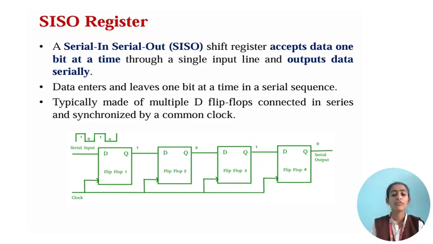There are four flip-flops. The serial input goes to a D flip-flop, and they are connected to the clock pulse. D is the input and Q is the output. The serial inputs are connected along the line of flip-flops, and data enters and leaves 1 bit at a time in serial sequence, made of multiple D flip-flops connected in series by a common clock pulse. It accepts data 1 bit at a time through a single input line and the output data is serial. These are called serial in serial out registers.